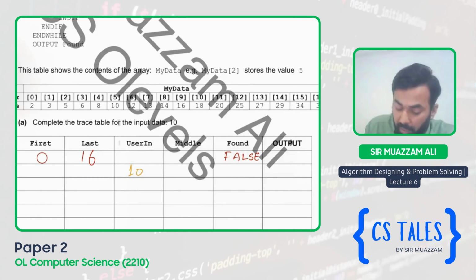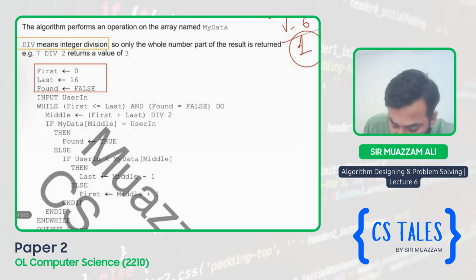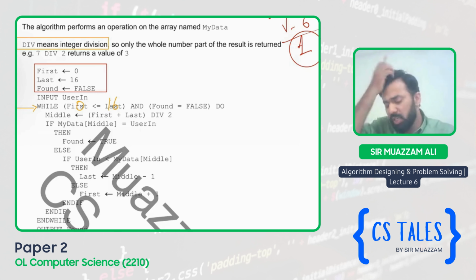Okay, coming to the next line, it is saying while first less than or equal to last. Write down over here, what is this? First is equal to 0. Last is equal to 16. So tell me if this condition is true or not. 0 less than or equal to 16. Condition is true. Tell me in the chat box fast.